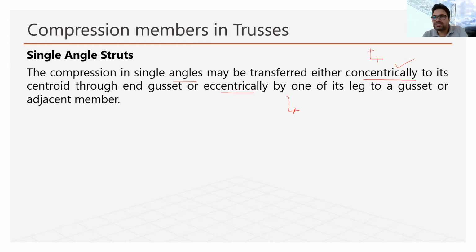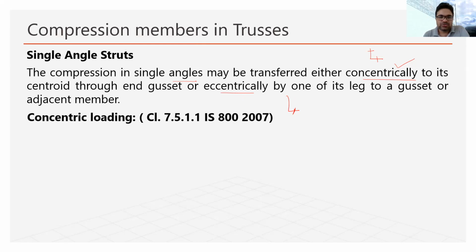And in the previous lecture I have shown that if the eccentricity is more, then the compressive load carrying capacity of the member may be less. So that is why our main aim is to reduce the eccentricity as much as possible.